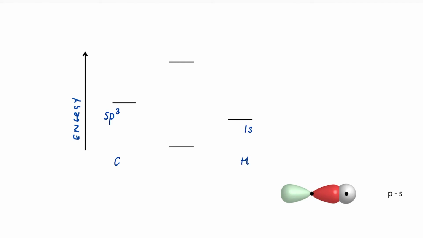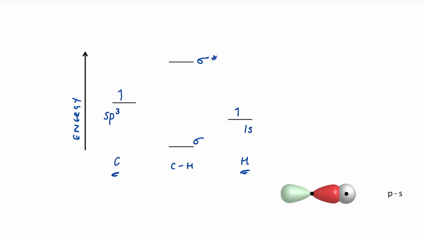Note that the 1s orbital is of lower energy than the sp3 orbital in carbon. Each of them has 1 electron to contribute to my carbon-hydrogen bond. And when I combine these 2 atomic orbitals, the hydrogen 1s and the carbon hybrid sp3 orbital, I form 2 orbitals. I've got my bonding orbital and my anti-bonding sigma orbital, and that's often indicated with a little asterisk.